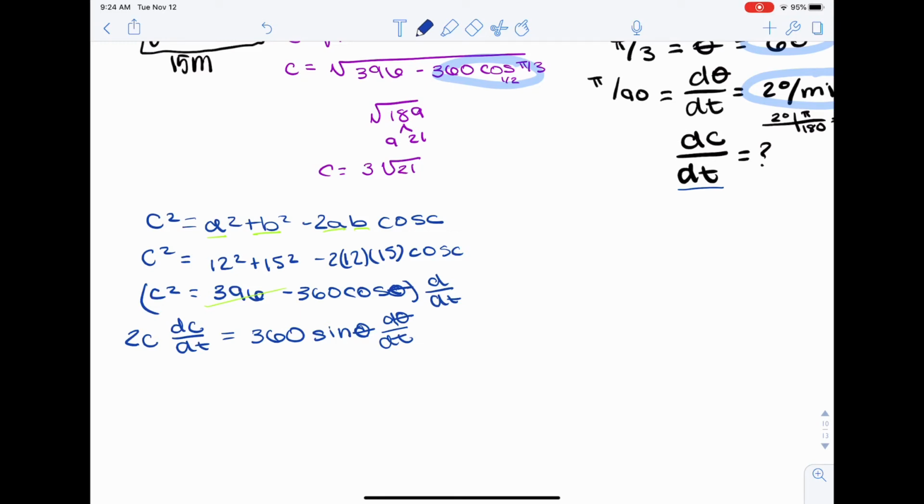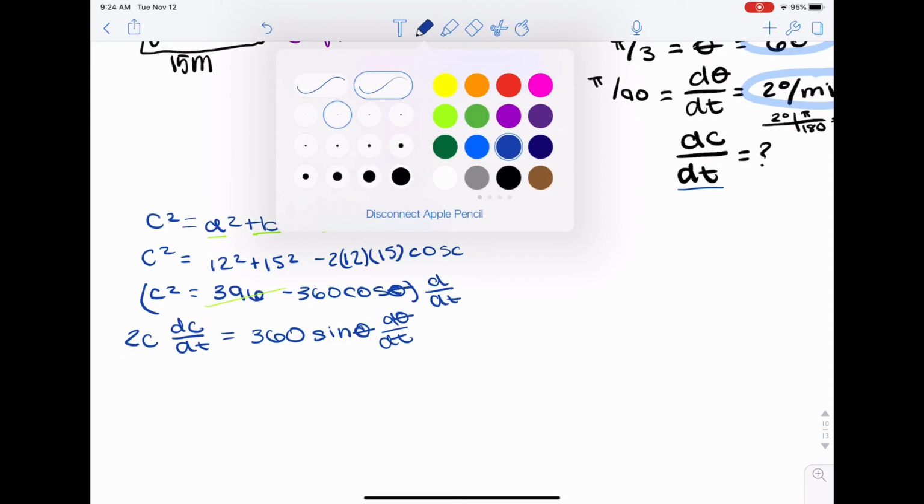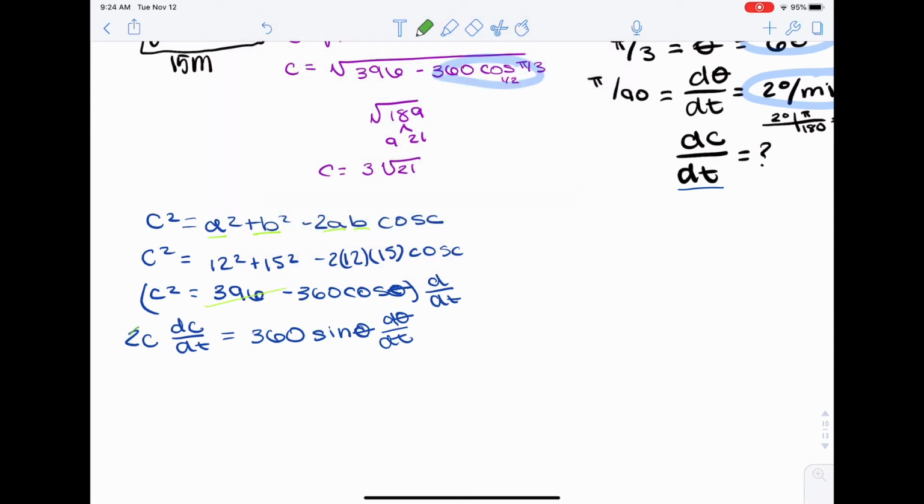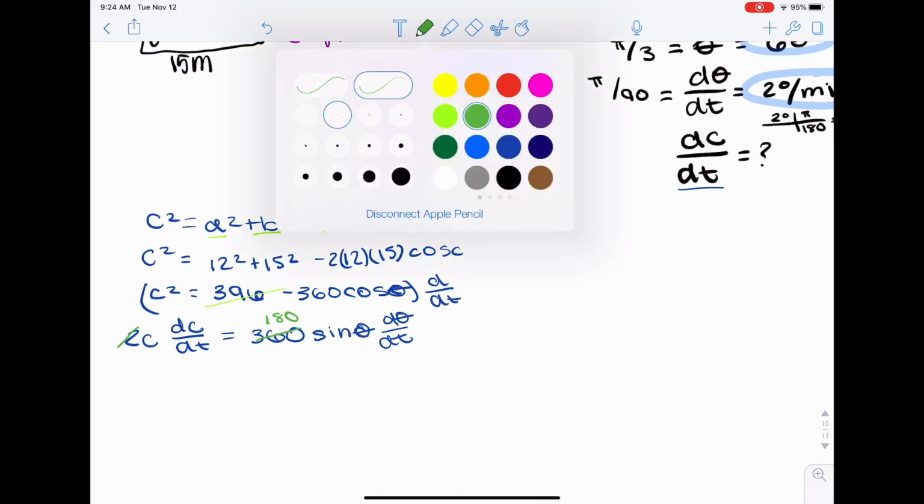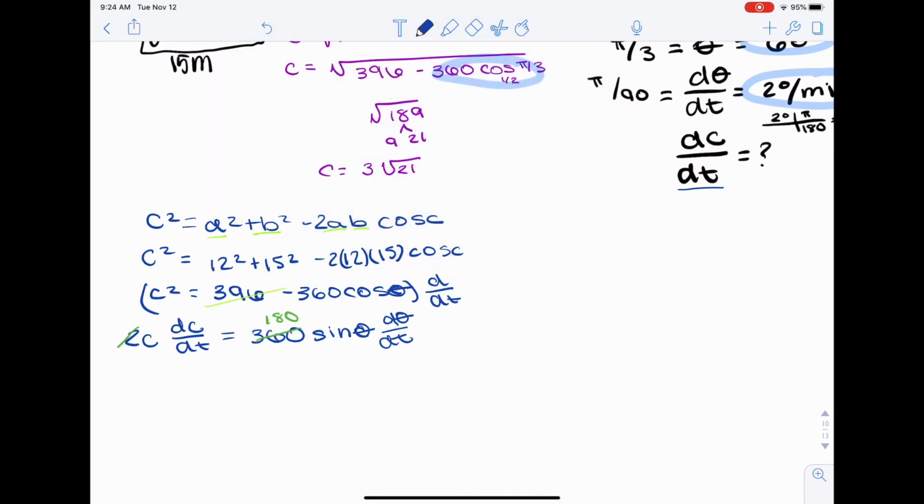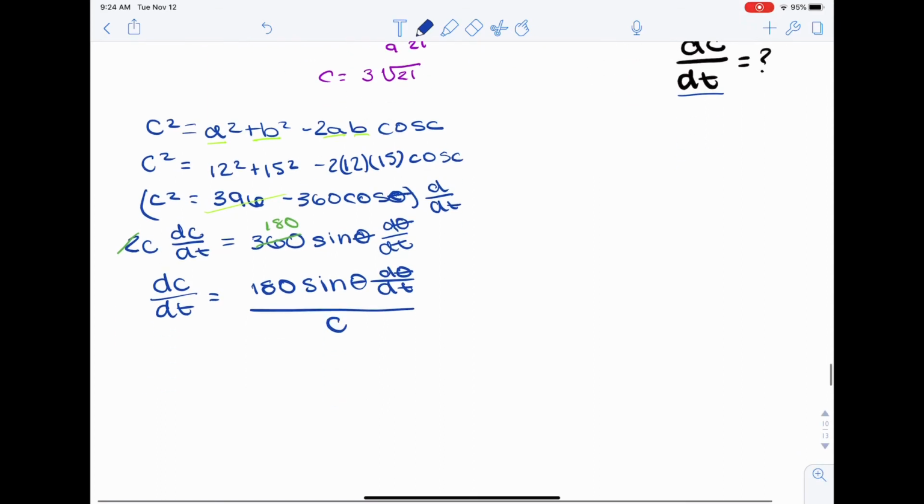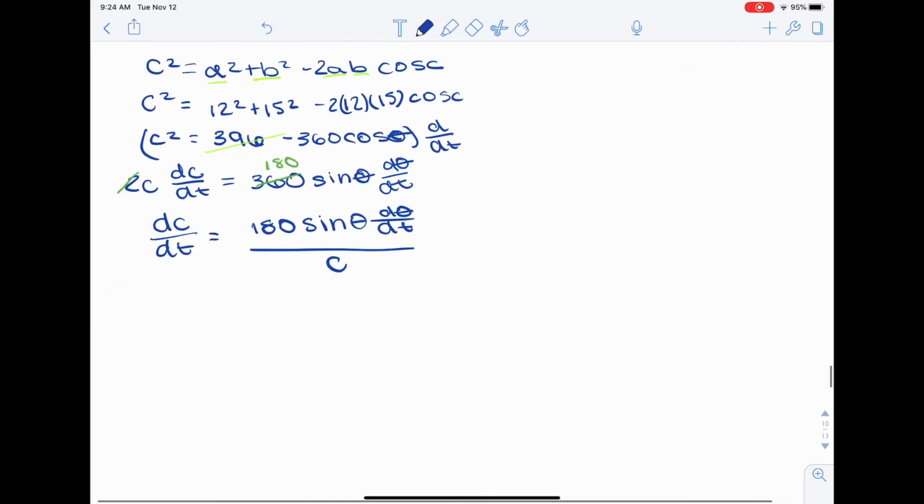Okay. So now we're going to go ahead and plug in the things we know. No, we're not going to plug in the things we know. Sorry. We're going to simplify first so we can get rid of this 2 and make this a 180. And then we can go ahead and move the c over to the other side. So dc, which is what we're solving for, over dt, is equal to 180 sine of theta d theta over dt over c.